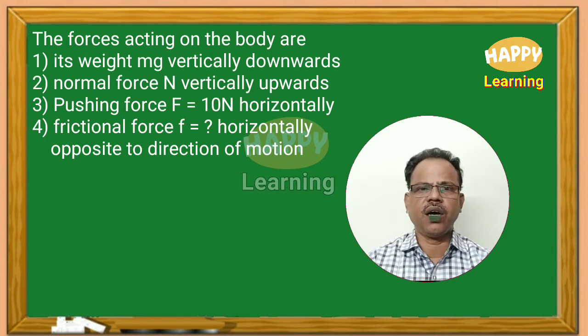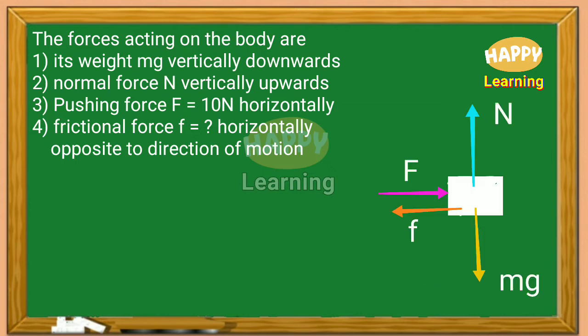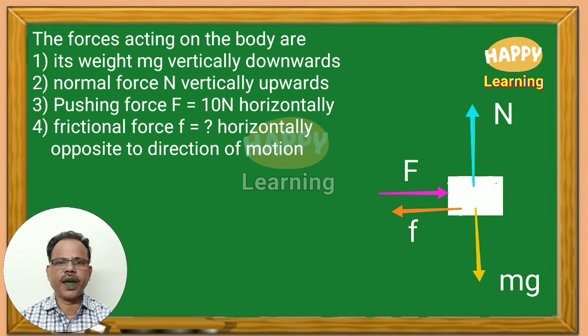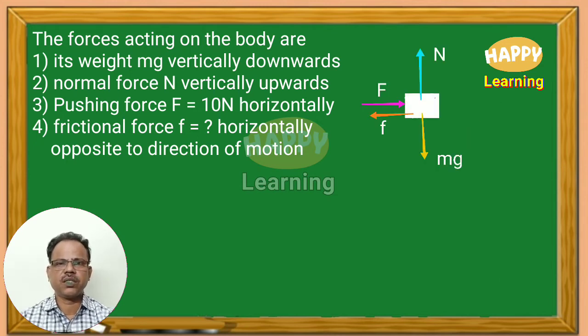The forces acting on the body are: number 1, its weight mg vertically downwards. Number 2, normal force N vertically upwards. Number 3, pushing force F equal to 10 Newton horizontally. Number 4, frictional force f equal to question mark. It is acting horizontally, opposite to the direction of motion. This is the free body diagram of this case.